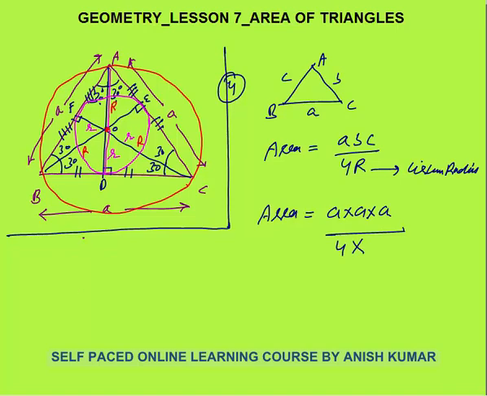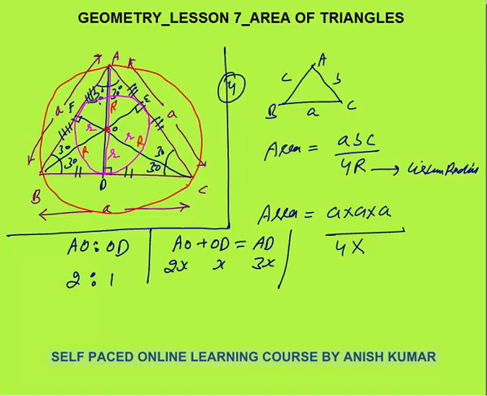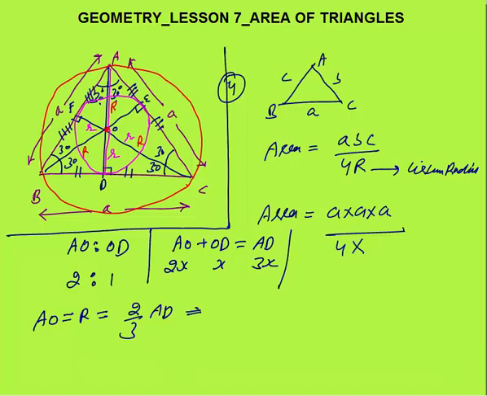Now how to calculate the circumradius? There is a relation between circumradius and inradius. Can I say that AO to OD, this ratio is 2:1. And we know that AO plus OD is equal to AD. Let's say this is 2x, this is x, this will be 3x. So AO, that is the circumradius, is 2/3 of AD, that is 2/3 of the height, because 2x is 2/3 of 3x. So the circumradius is 2/3 of the height in an equilateral triangle. And the inradius OD, that is small r, is 1/3 of the height only in an equilateral triangle.